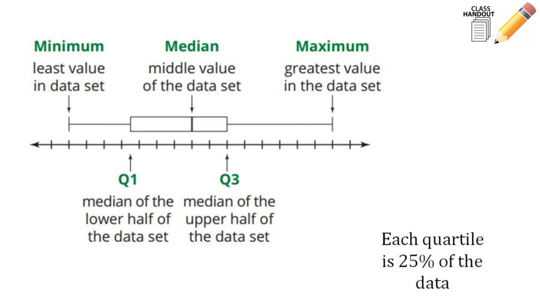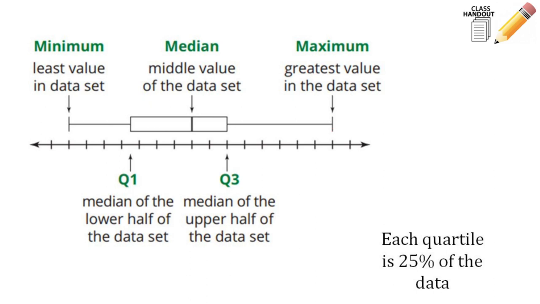A 5-number summary consists of a minimum, which is the least value in a data set. The next value is called Q1, which is quartile 1, and that is the median of the lower half of the data set. Then we have the median, which is the middle value of the data set. So Q1 is in the middle between the median and the minimum. Then we have Q3, which is the median of the upper half of the data. And then we have the maximum, which is the greatest value in the data set.